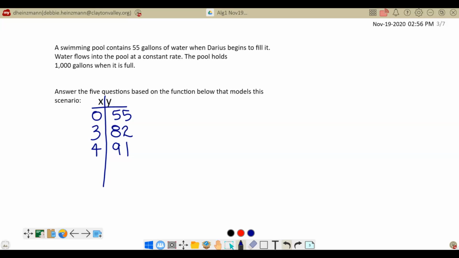Okay, here's our scenario, and here's what we're given. There's a swimming pool, and the swimming pool contains 55 gallons of water when Darius begins to fill it. Water flows into the pool at a constant rate, and I want to add per minute. The pool holds 1,000 gallons of water when it is full.